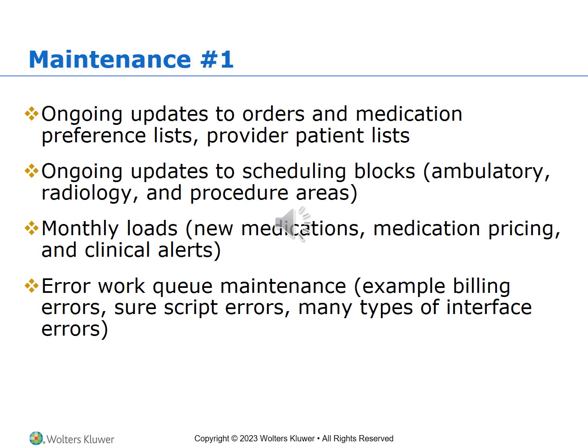So maintenance on pages 556 to 557 has several bullets which we'll go over in the next two slides. These are some of the tasks during the maintenance phase of the EHR implementation or update. So you want to make sure you have updates on the current orders, the medication list, the provider list, any scheduled procedures or appointments such as labs, monthly load. So any new medications, the pricing, any clinical alerts such as interactions with medications, any errors in the work queue. For example, it could be a transcriptional error that's causing a billing issue.